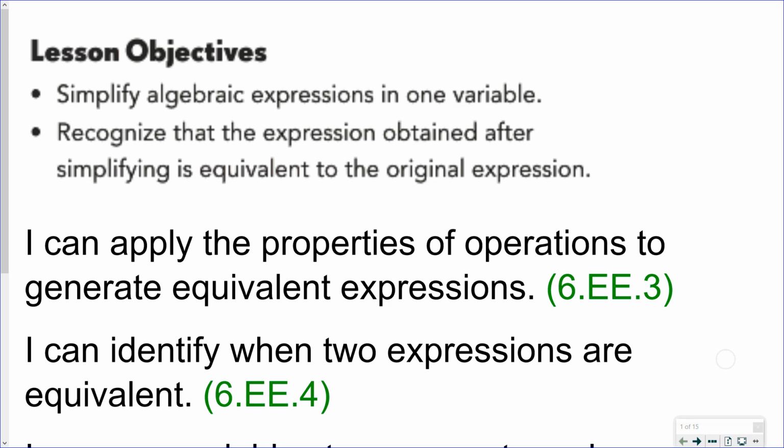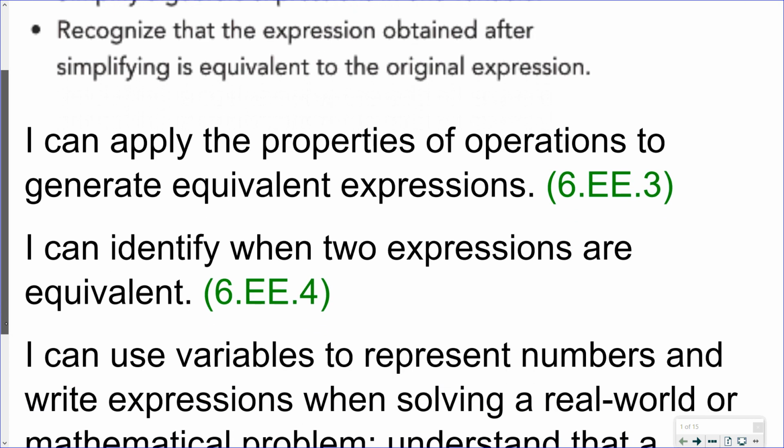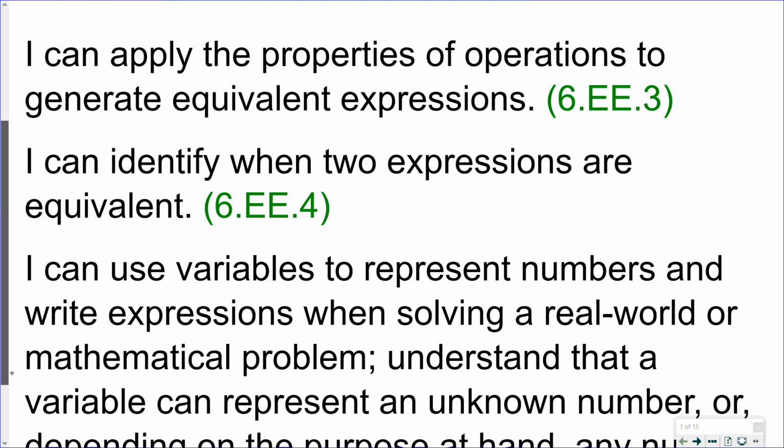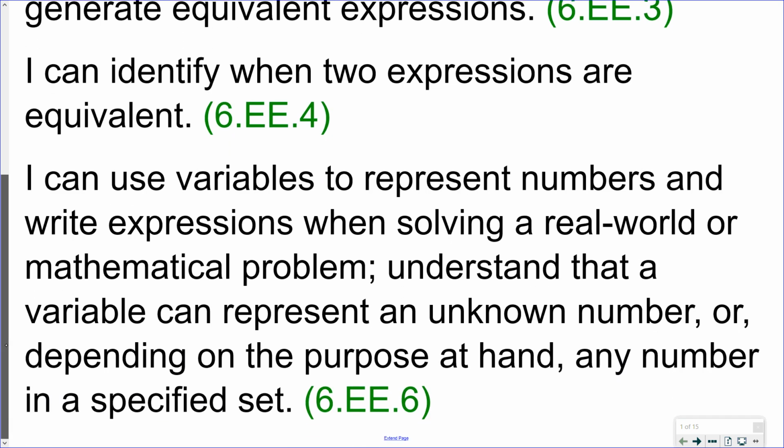For today's lesson, we will be simplifying algebraic expressions. And these are our two lesson objectives listed here, along with our standards being addressed in this lesson. Starts with 6EE3, 6EE4, and then 6EE6 will be our three standards addressed in today's lesson.